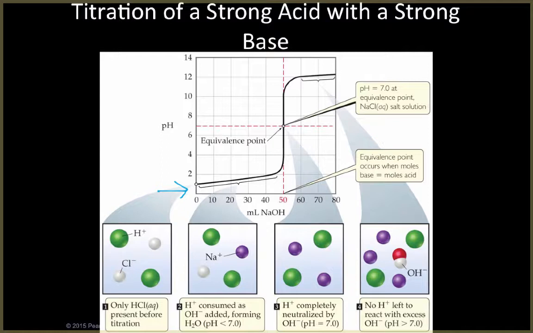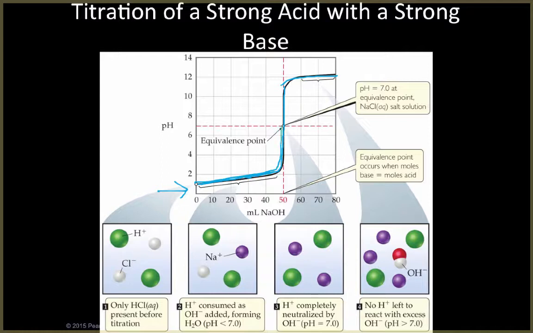Then if you look at the shape of the graph, a strong acid, strong base titration has a pretty straight curve up here and then a very sharp jump when it hits the equivalence point, and then it flattens back out at the end. Later we'll look at how this compares to a weak acid, strong base titration, where the curve is a little bit different. So what's going on here is that down at the bottom is where you're slowly adding base and the pH is slowly increasing.